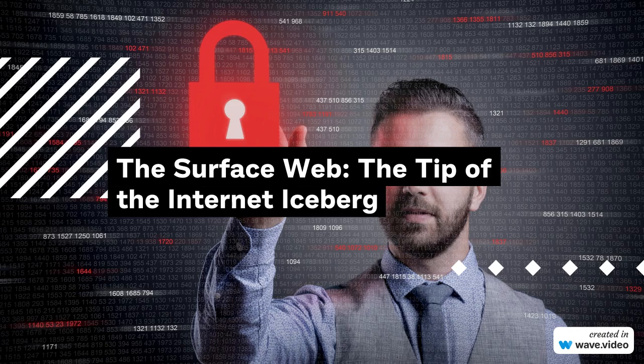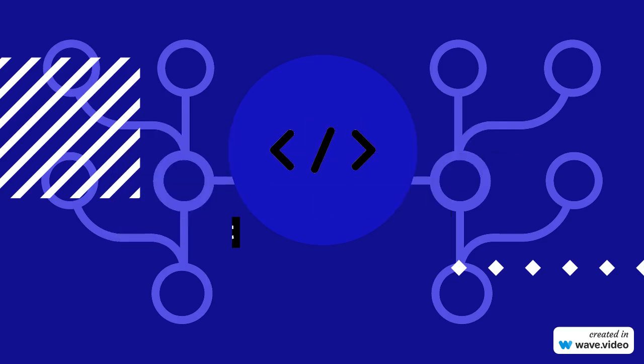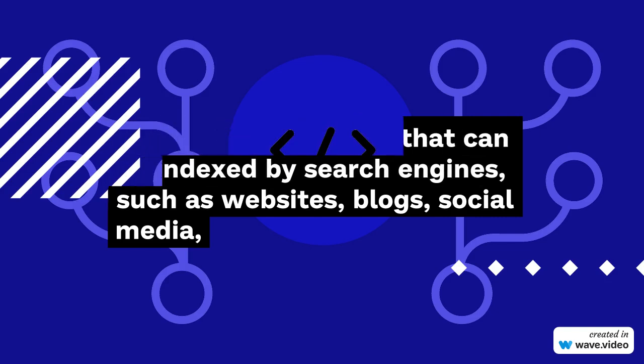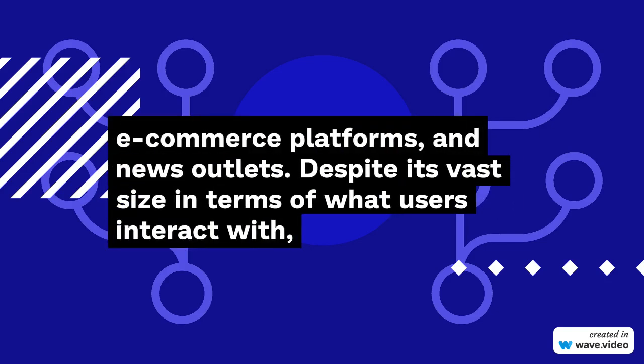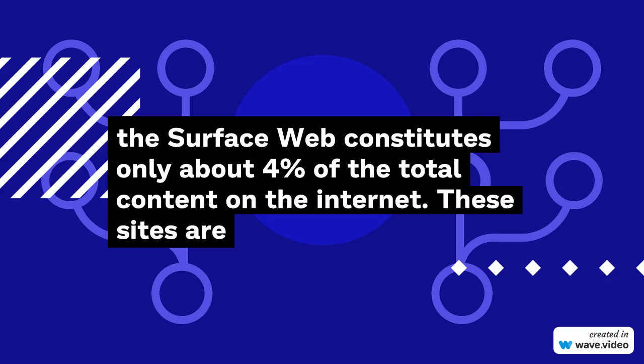The surface web, the tip of the Internet iceberg. The surface web is the section of the Internet that is easily accessible to the general public. It includes any content that can be indexed by search engines, such as websites, blogs, social media platforms, and news outlets. Despite its vast size in terms of what users interact with, the surface web constitutes only about 4% of the total content on the Internet.